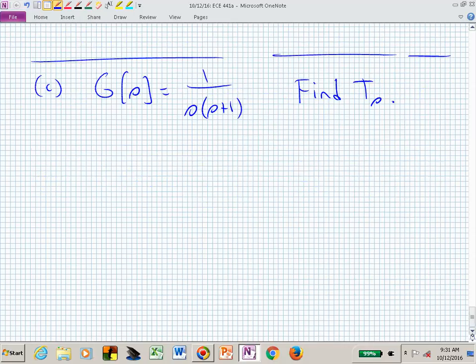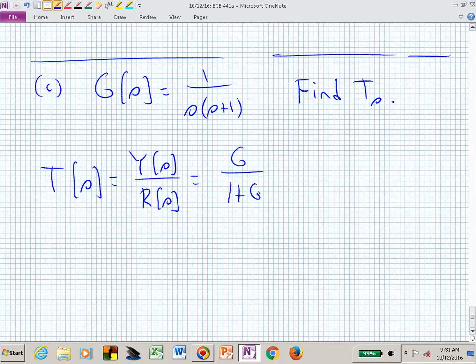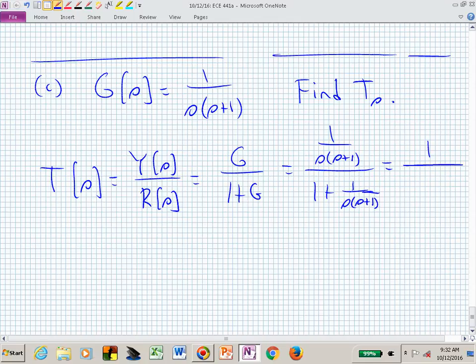Plant C, G of S, was 1 over S plus 1. Now you know the steps. We can't just play with G because it's in a closed loop configuration. We need to find the closed loop transfer function between the reference input and the output Y. That's now, because we have unity feedback, output feedback, G over 1 plus G. Again, we have this ratio of ratios, but we can clean that up. You know that we'll cancel the denominators, and now we have S plus 1 for our closed loop transfer function.